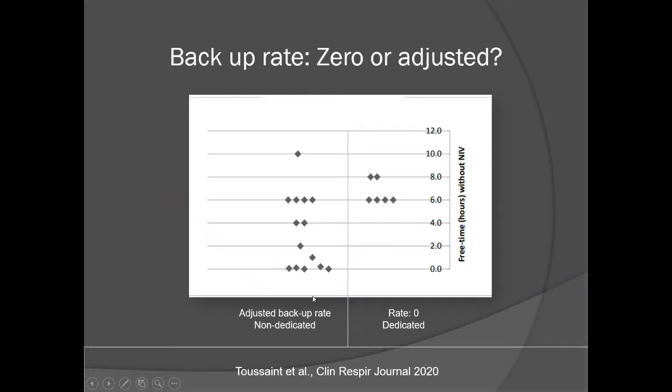While when there was a backup rate, you can see that here many patients with a free time of 4, free time of 2, and even no free time at all, they all preferred the backup rate to use the mouthpiece. This is interesting, but this is only in 20 patients.